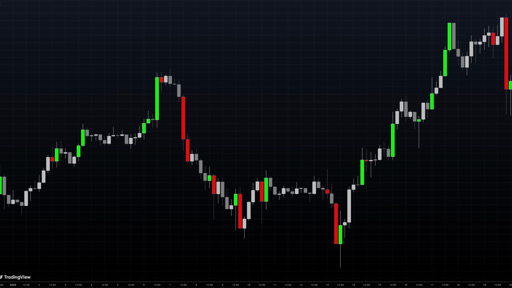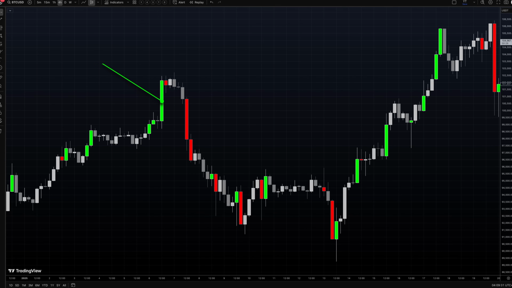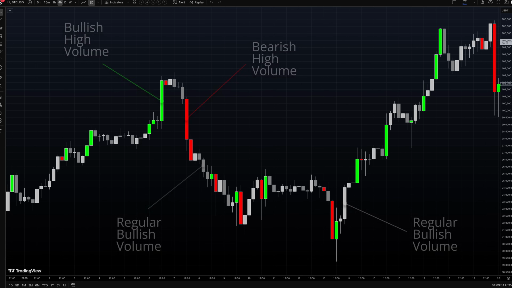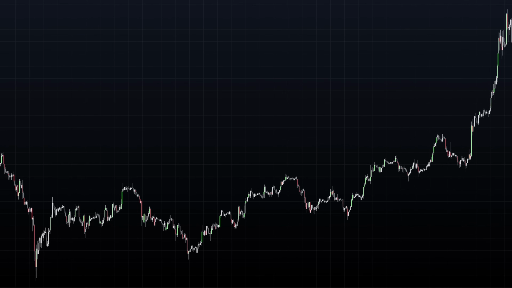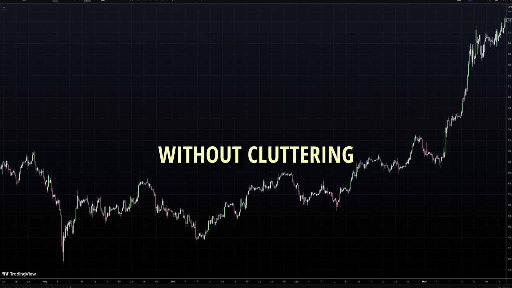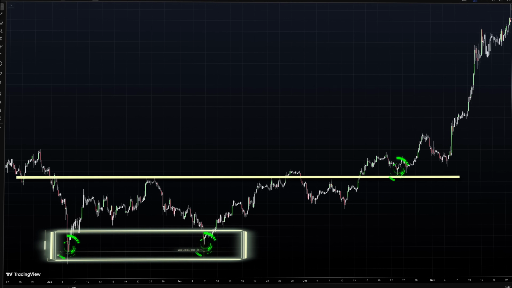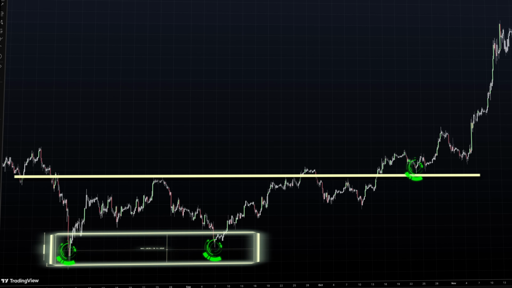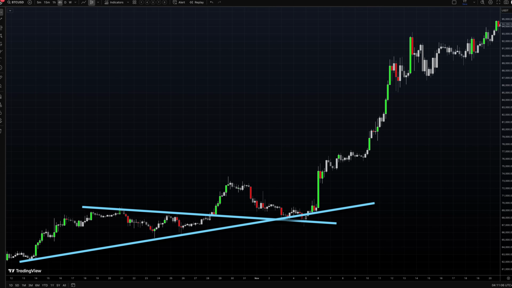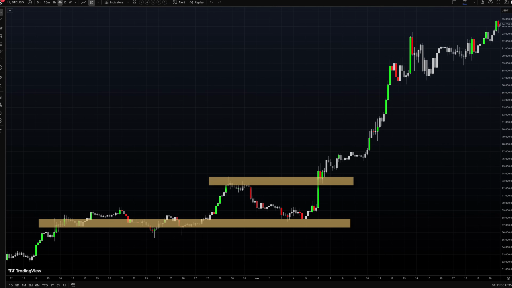When the current volume exceeds this threshold, the candle is highlighted: lime for bullish high volume, red for bearish high volume, with normal bullish and bearish candles shown in silver and gray, respectively. This indicator is particularly useful for traders who rely on price action but want to stay aware of volume spikes without cluttering the chart. It helps flag candles where unusual interest may indicate the start of a breakout, a reversal, or institutional activity. It works best as a confirmation tool, combined with trend lines, support resistance zones, or price patterns.